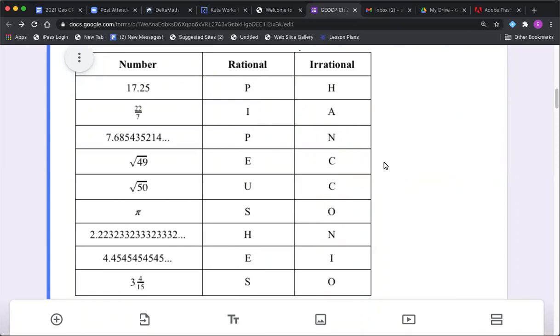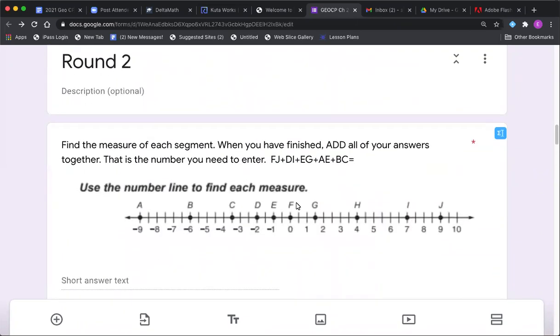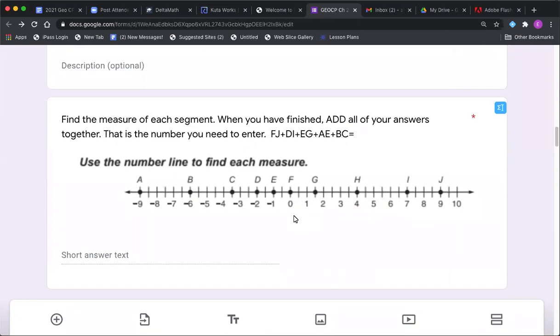Let's move on to round 2. Okay, so I told you what you're looking for right here. You're adding together all of these lengths, FJ, DI, EG, AE, and BC.